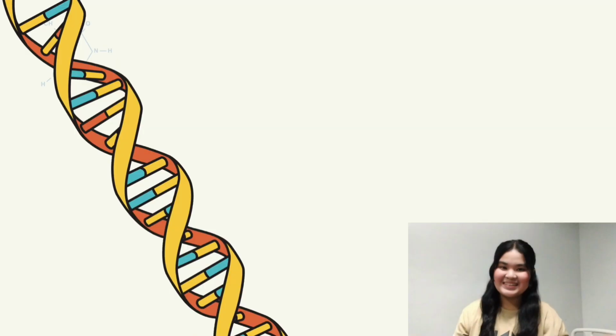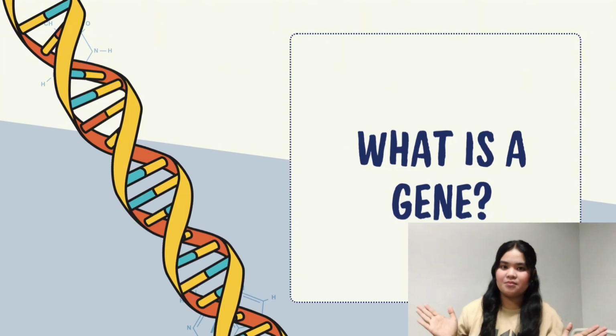So, why do you think this topic is important for us to understand? This topic is important because genes and alleles explain why we look different from each other, even if we are in the same family. Let us begin with gene.